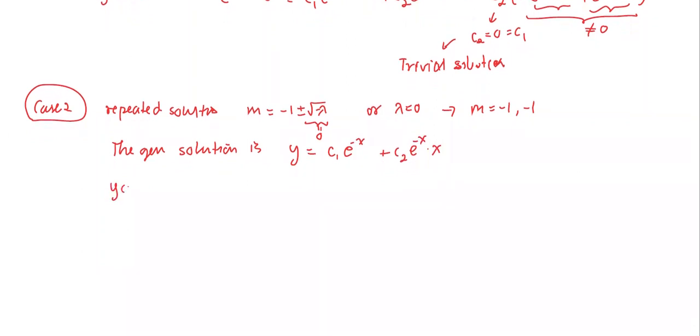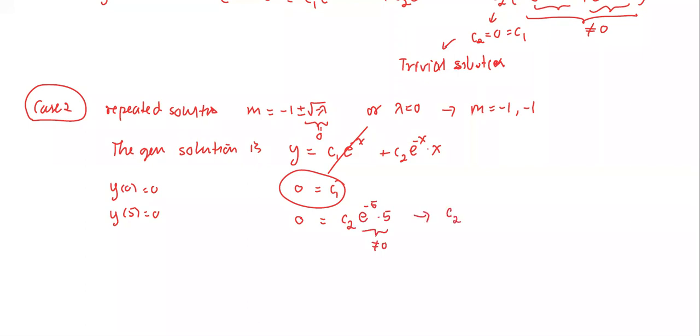Okay. Two conditions, y at 0 and y at 5 equal 0. The first one, 0, we get c1 equals 0. For y at 5 equals 0, c1 is already gone, that term is gone, and you get c2 e to the negative 5 times 5. These two are not 0. 5 is very clearly not 0. The exponential is never 0. So c2 must be 0 again, c2 is 0, c1 is 0, another trivial solution.